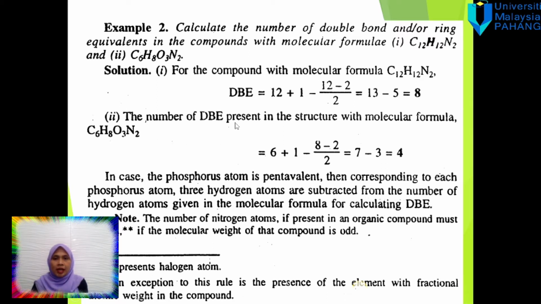Let's see an example that is more complicated like this. Oxygen, what will happen? We will ignore the oxygen. Nitrogen will be added. Based on DBE, the total answer is 4.